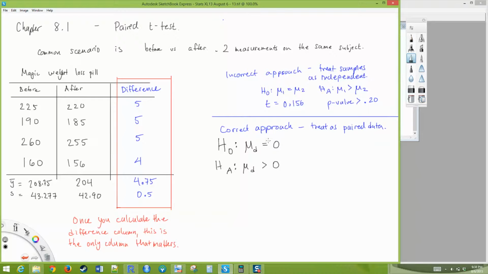For the hypotheses, it is incorrect to say mu1 equal to mu2, because that implies independent samples, two populations. Here we have one population, and we're just looking at the difference that the weight loss pill induces. Our data is then, we have 4 data points, and to indicate the mean difference, we use d bar, which is 4.75, and the standard deviation of the difference is 0.5.